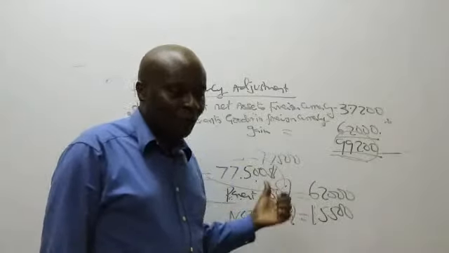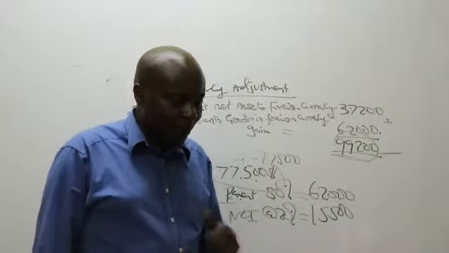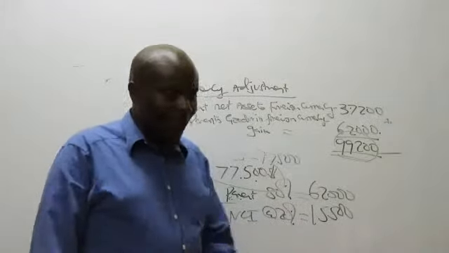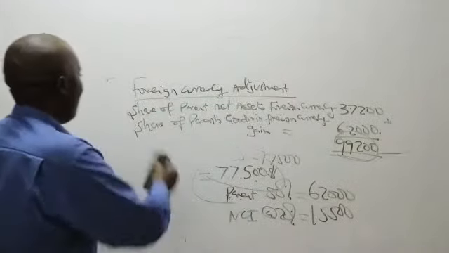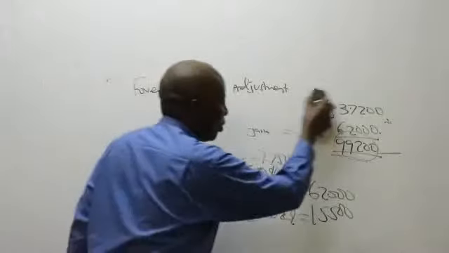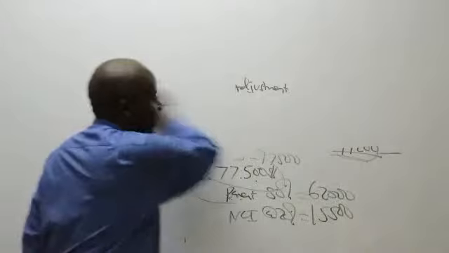Tumalize tu hiyo peke yake, alafu tuanze Kiswahili mpya kesho. Tuanze income statement kesho. Yeah, so great. So ladies and gentlemen, then NCI, what do we have here for NCI? Fortunately, we have everything. We have everything for NCI.